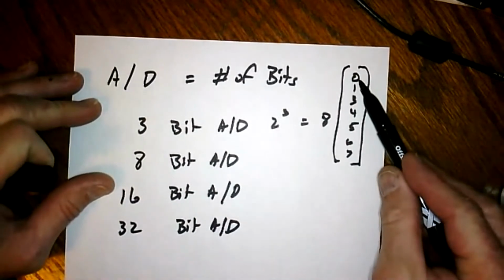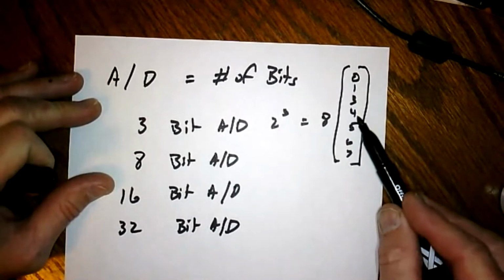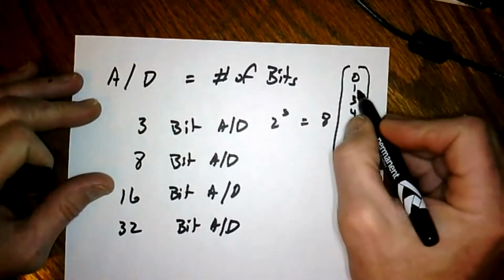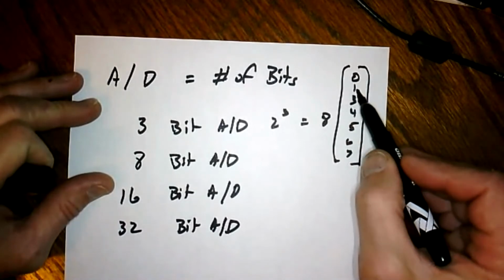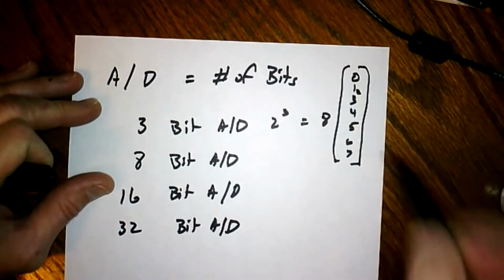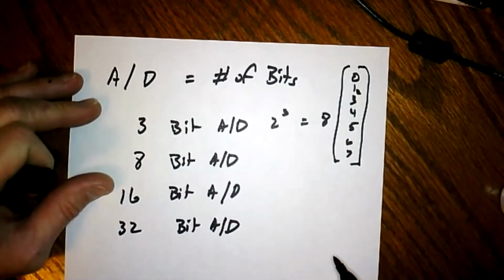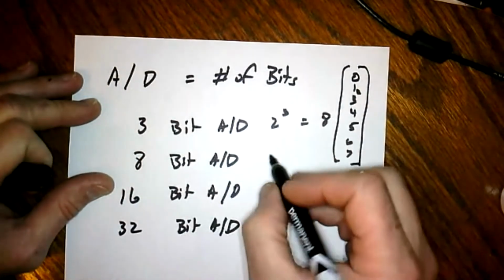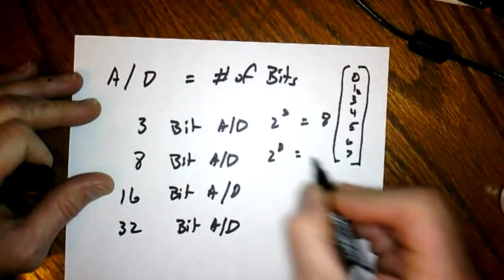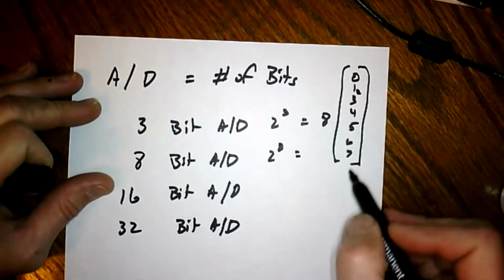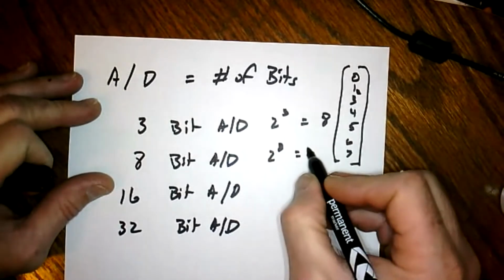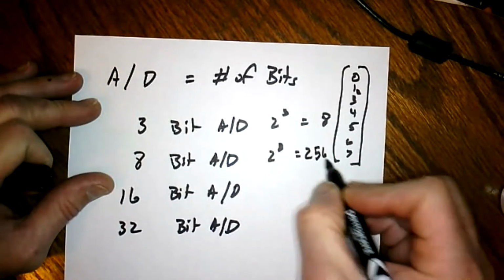0, we count. That's 1, 2, 3, 4. Oops. There's a 2 in there. 0, 1, 2, 3, 4, 5, 6, 7, 8 values. Okay. 8 values. 2 raised to the 8th power will tell us how many numbers we can count to, how high we can count to, and that's 256.